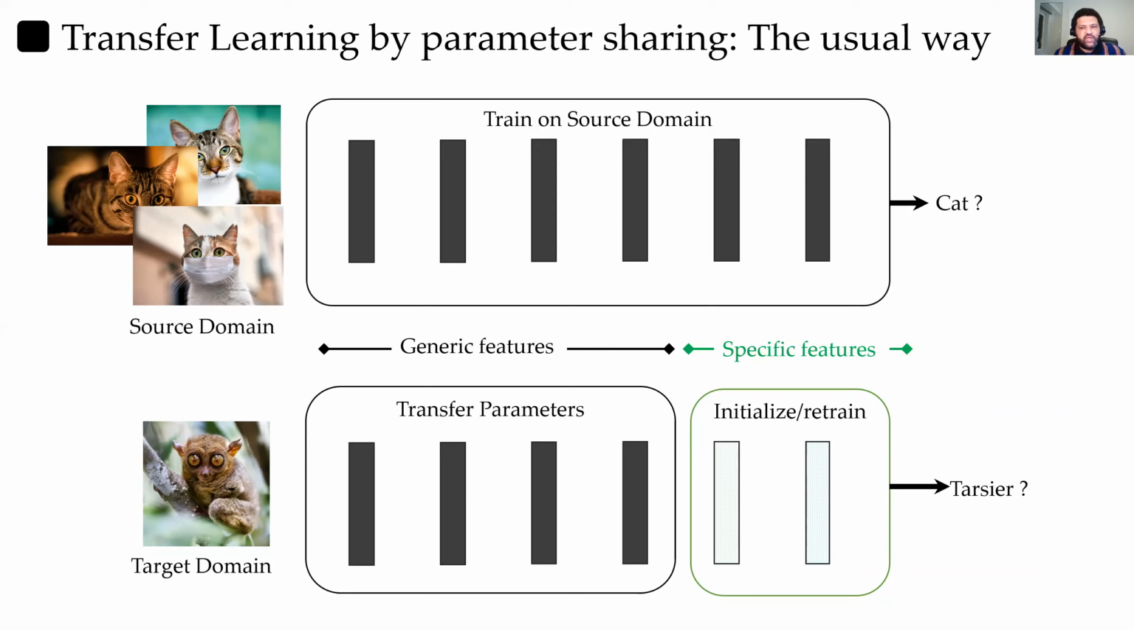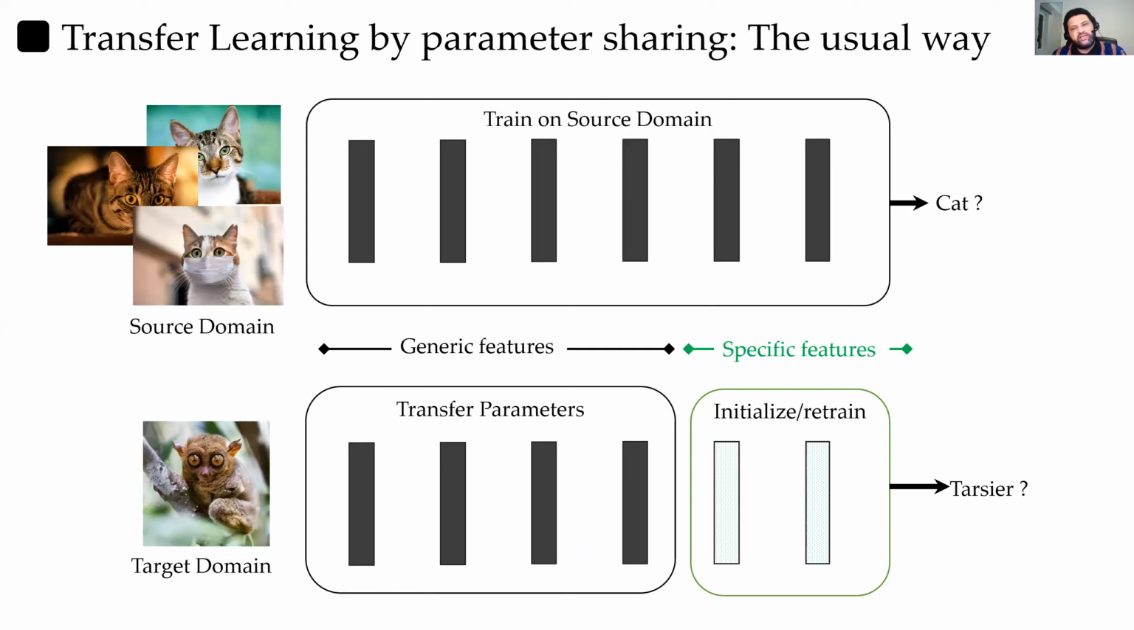Whereas the last layers learn specific domain features that are very descriptive to the source domain, and we must retrain them on the target domain. So the usual way to do transfer learning by parameter sharing starts by training a model on the plentiful data of the source domain, then transferring the first layer parameters and initializing the last layers, and retraining the transferred model on the limited target data. In this presentation, we want to see mainly how this looks in the GAN setting.